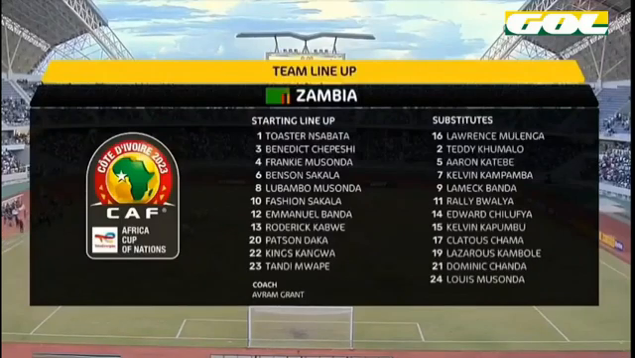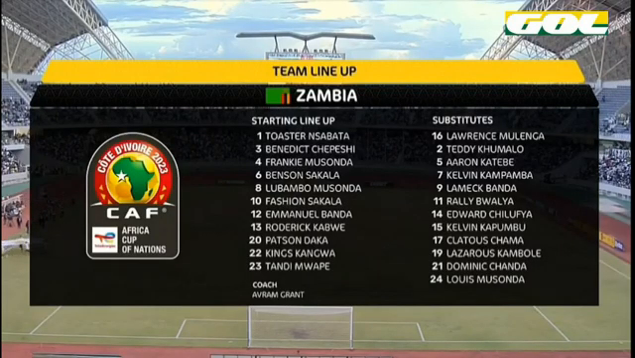An important clash. Let's have a look at the starting lineup then for Chipolopolo under Avram Grant. Three changes made then by the coach. Don't forget the last time we played was on the 7th of June against the Comoros with a 2-1 victory.